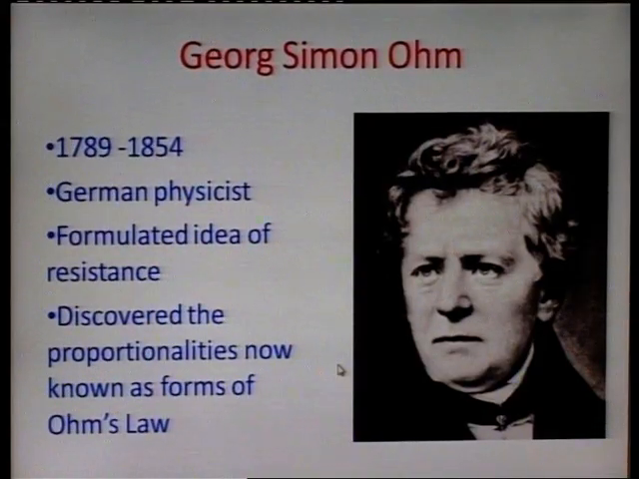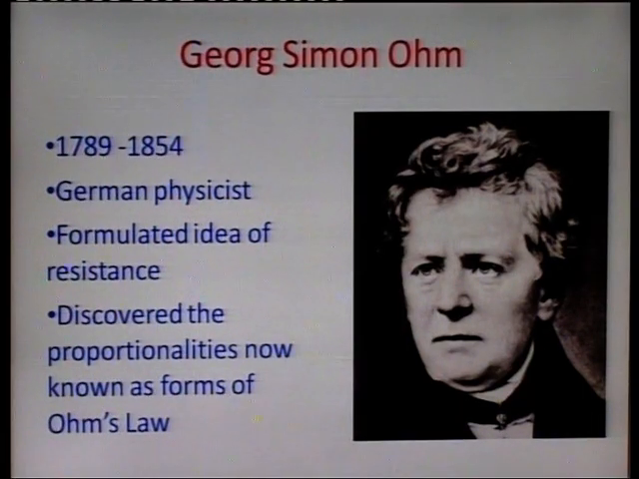This is a photograph of George Simon Ohm, who lived from 1789 to 1854. He was a German physicist, and he has given us the idea of resistance. In the case of heating effect of current also, we have to deal with resistance. And he discovered these proportionalities, that J is proportional to E, and you have been saying I is proportional to E, that the current flowing through a wire or a conductor is directly proportional to the potential difference applied across it, provided the physical conditions remain constant.